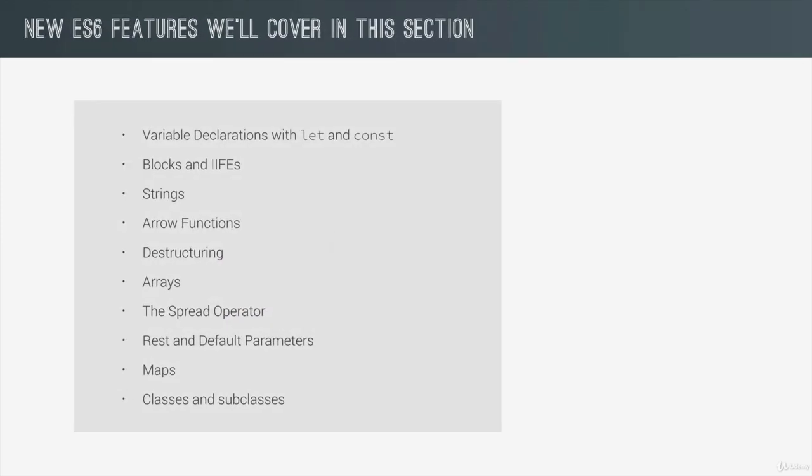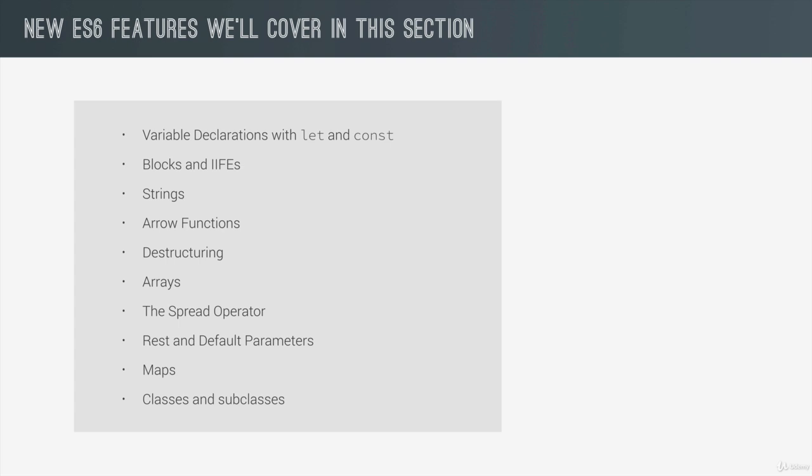And so here is what we're going to cover in this section. So we'll start with the two new ways of declaring variables in JavaScript, and that's let and const, and then move on to blocks and ifs, new string methods, and then arrow functions, which is a huge and amazing topic. After that, we're going to talk about destructuring, new array methods, the spread operator, and rest and default parameters, before we finally move on to the big and important topics of maps, classes, and subclasses.